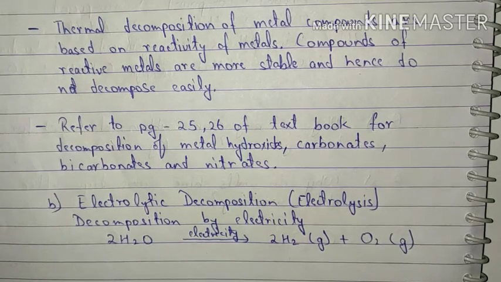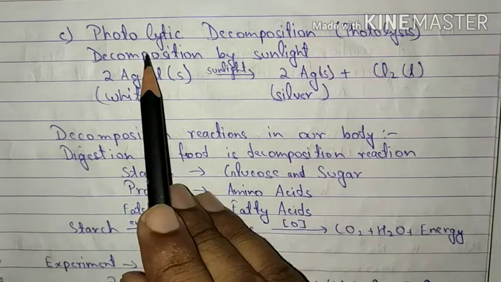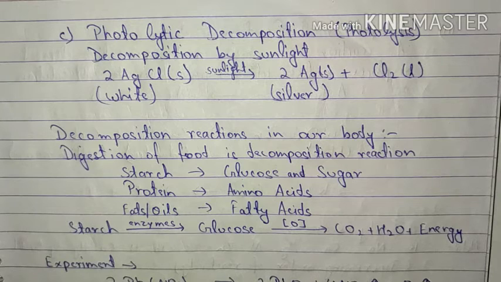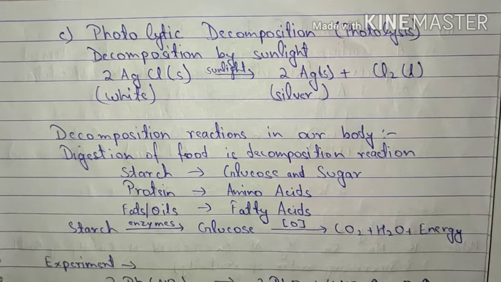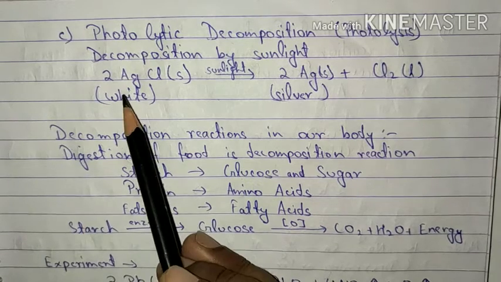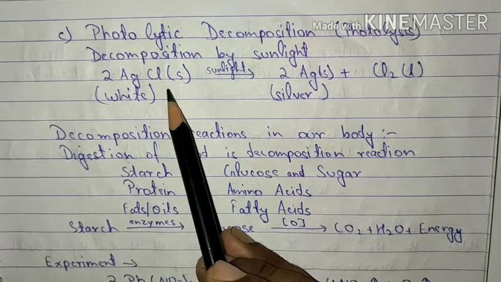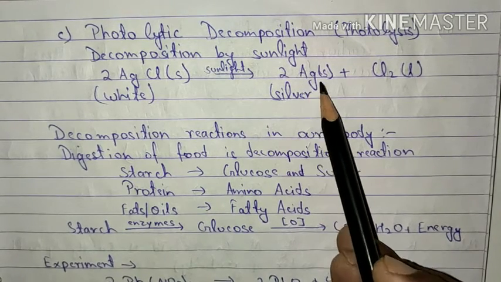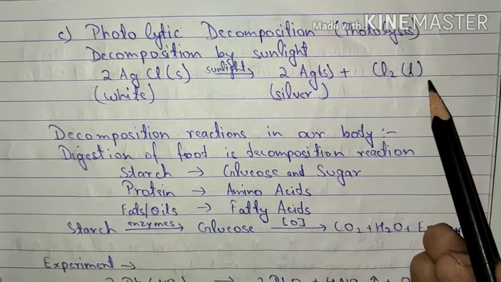Let's move on to the next type of decomposition reaction, which is photolytic decomposition reaction or photolysis. When the decomposition reaction is carried out with the help of sunlight, it is known as photolytic decomposition reaction or photolysis. As you can observe in the example over here, silver chloride on exposure to sunlight breaks down to give silver and chlorine.